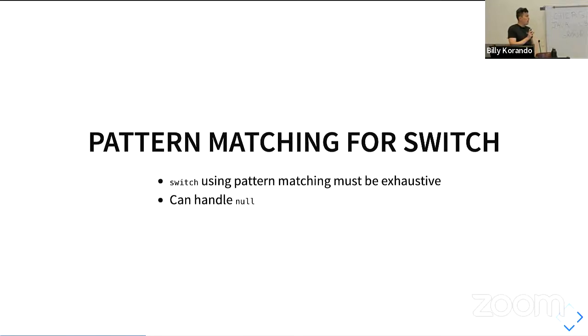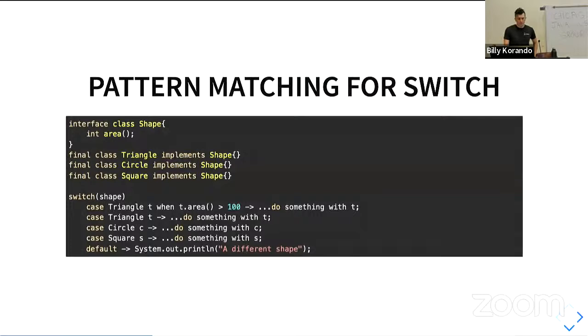When you're doing pattern matching with switch, it must always be exhaustive. So even if it's being read as a statement, it would still need to be exhaustive. And it can also handle null within the switch as well. Here in my test example, we have an interface Shape, and then Triangle, Circle, and Square all implement Shape.